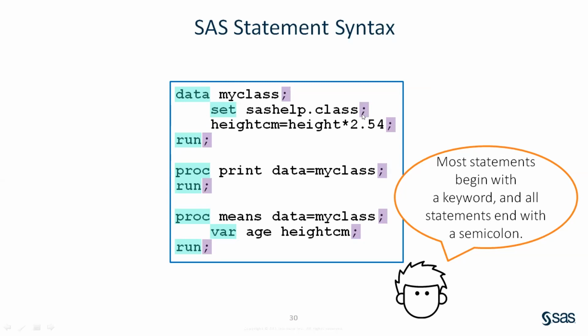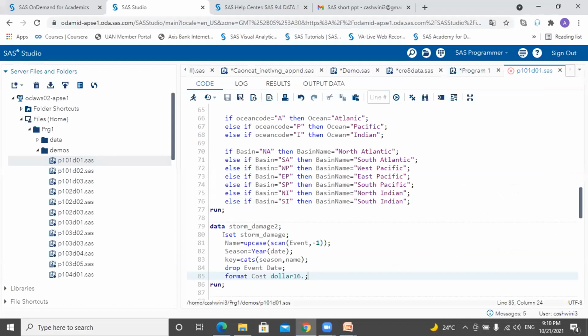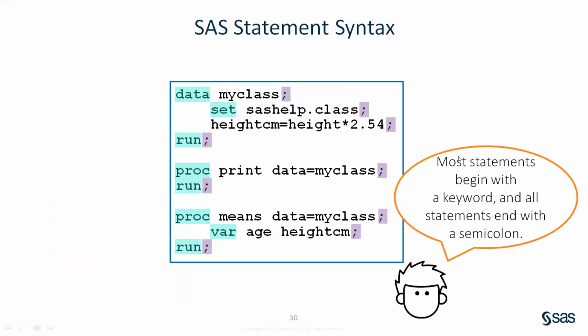It's a statement, right? It's ending with a semicolon and it's an identifying keyword, because if you have observed this program, here, identifying keyword. See, it's highlighted as blue. It's ending with semicolon. So that's what it's telling. Most statements begin with a keyword and all statements end with a semicolon.